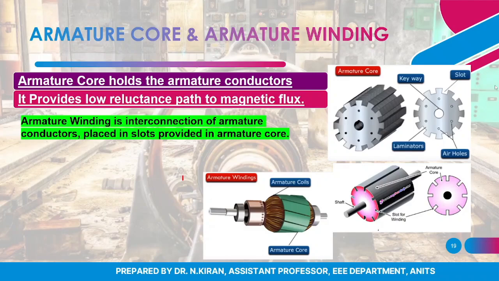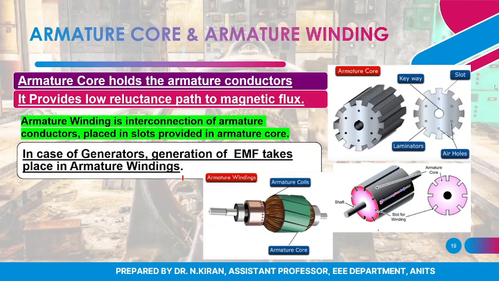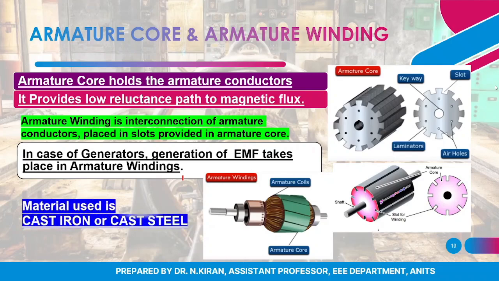Armature winding is nothing but the interconnection of armature conductors that are placed in the slots provided in the armature core. The only function of armature winding is the generation of EMF; in DC generators, it takes place in the armature winding. And the material used for the armature core is cast iron or cast steel.